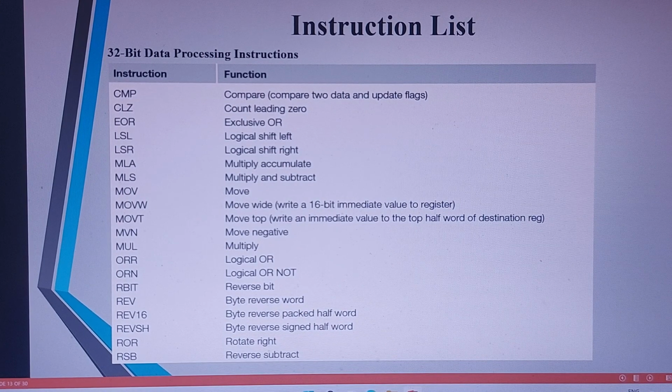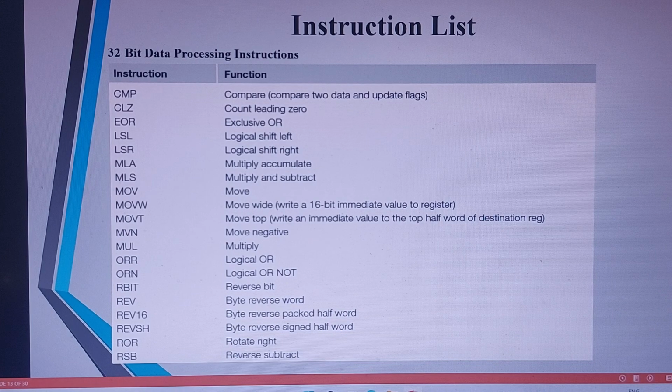Then we have move negative. The negative value will be moved, that is the 2's complement of the value available in the source register will be transferred to the destination register. Then we have multiply. MUL performs the multiplication. Logical OR, that is the OR operation. If any one bit of the operand is 1, then the result will be 1. Then logical OR NOT. It performs the OR operation and the NOT operation both simultaneously in the same instruction. Reverse bit: all the bits will be reversed. All the ones will become 0, zeros will become ones. That is reverse bit.